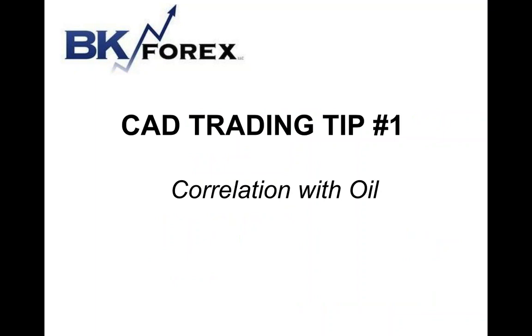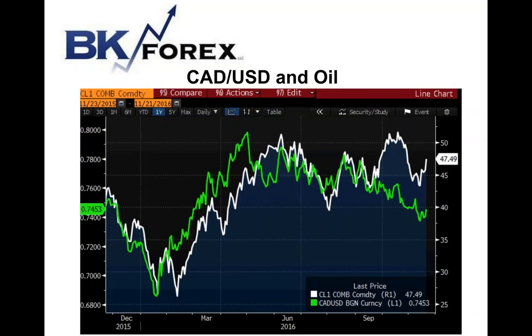So no surprise here. Number one correlation is oil, Canadian trading tip. And you can see a very, very clear correlation with oil. When oil dropped all the way down into the 20s, the Canadian dollar was as low as 60 cents to the US dollar, almost to $1.50. And when oil was at $120 a barrel, the Canadian dollar, much like the Australian dollar, was actually above parity.